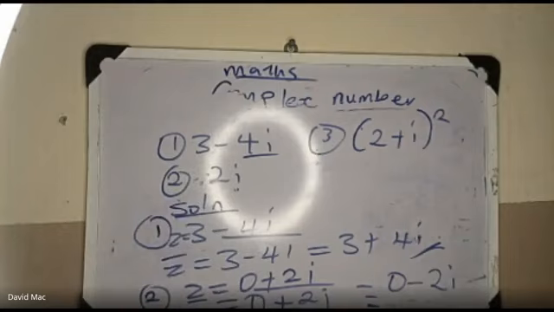Do you understand? Minus 2i is the conjugate of what? Of plus 2i. Very, very simple. So for the third one now, the third one is a bit complex. So let me solve it for you now so you can understand the third question.